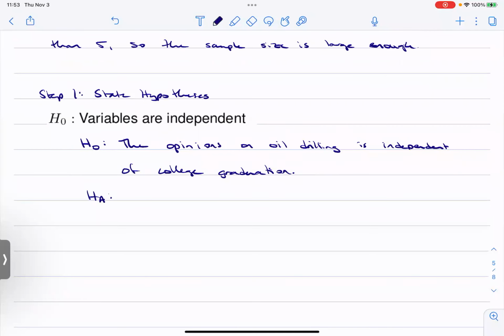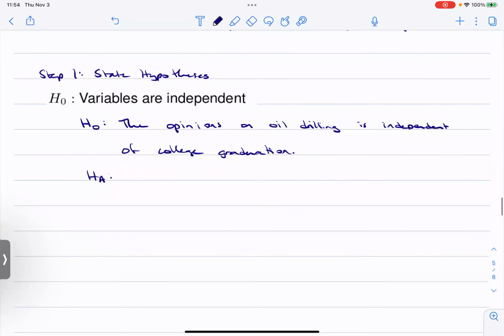The alternative then is that the opinions on oil drilling is dependent on college graduation. And you can swap these. It's just how variable 1 generically compares to variable 2. So however you prefer to talk about these two, that's fine. College graduation is independent of how people feel about oil drilling. I just went for one combo.